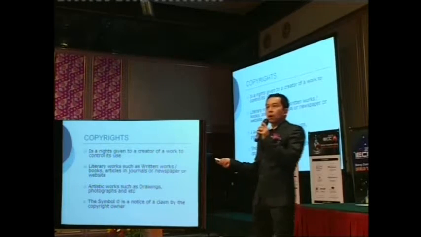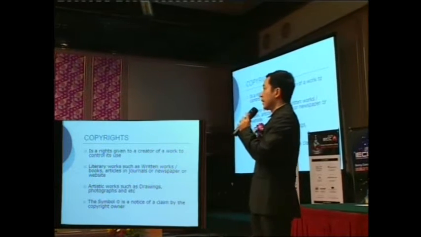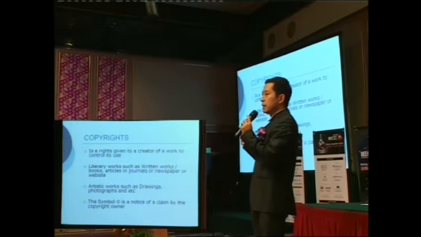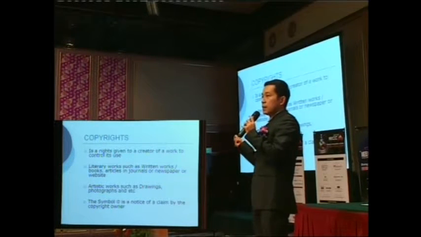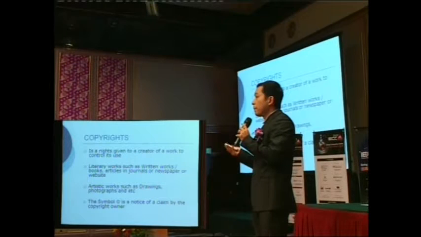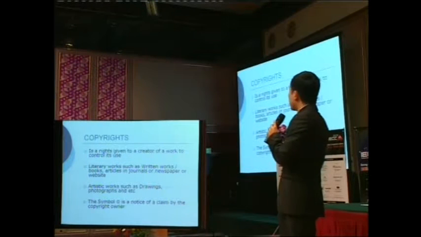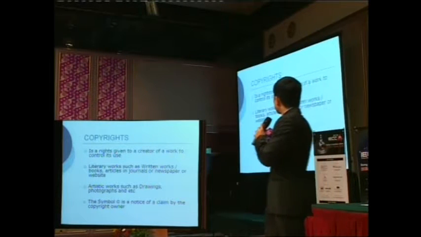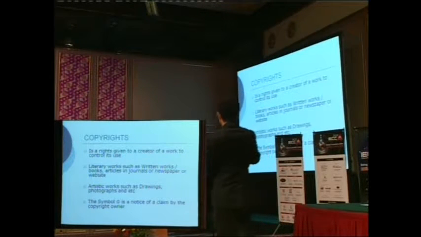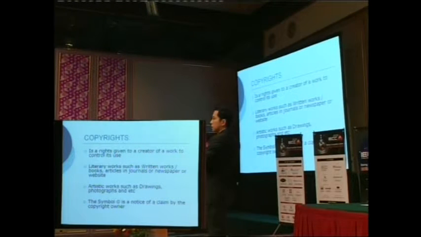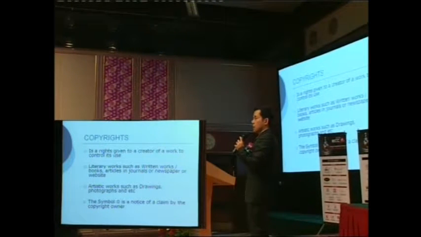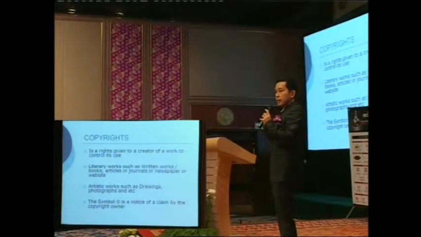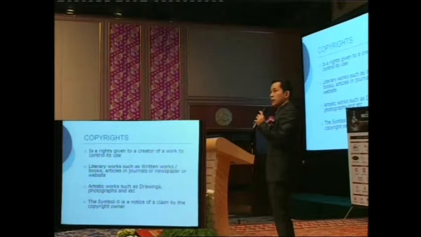What is copyright? Copyright is a right given to the creator to control the use of their work, for example a literary or artistic work, such as photographs, product information published on your website, or drawings. The common symbol for copyright is the letter small c encased in a circle. This is a notice to the public, to inform people that your creation has been copyrighted.